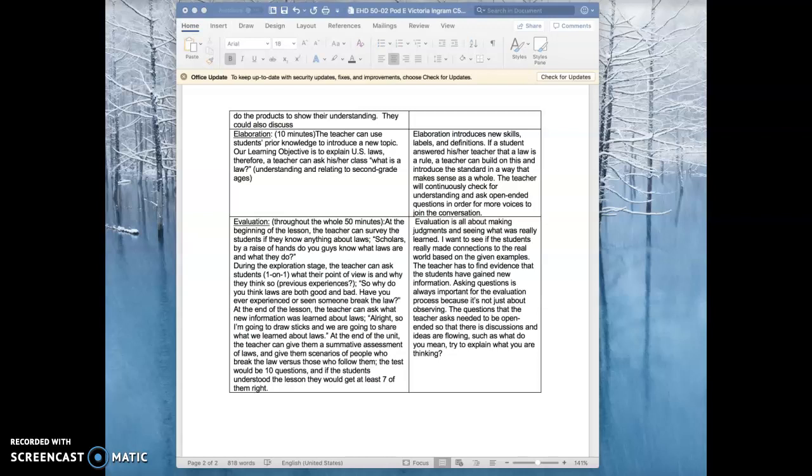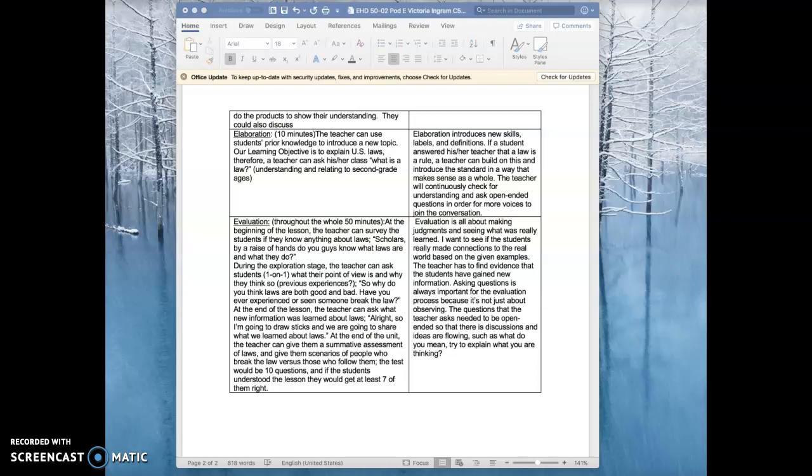During the exploration stage, the teacher can ask students on a one-to-one basis what their point of view is and why they think so based on their previous experiences. Here, a teacher can call on their previous knowledge and kind of even elaborate as well as evaluate. Continuing on, the teacher will probably ask, so why do you think laws are both good and bad? Have you ever experienced or seen someone break the law?